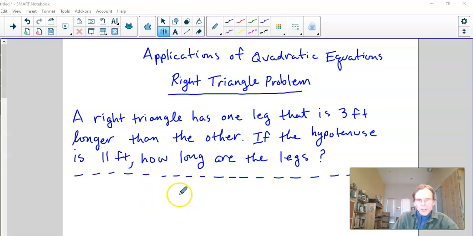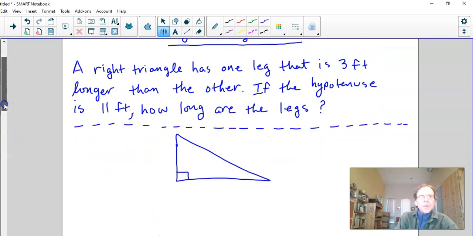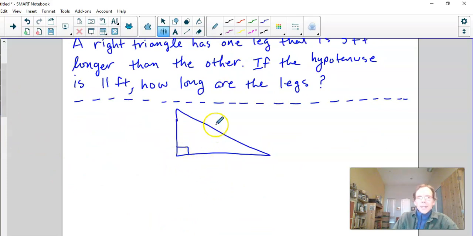So let's start by drawing a picture. Anything that has geometry involved usually is good for making a picture. Here's a right triangle. It's a right triangle because one of the angles is 90 degrees. And the side opposite the right angle is the hypotenuse. And I'm going to label that as 11 feet because that's what we're told the hypotenuse is. The sides that are adjacent or next to the right angle are the legs.